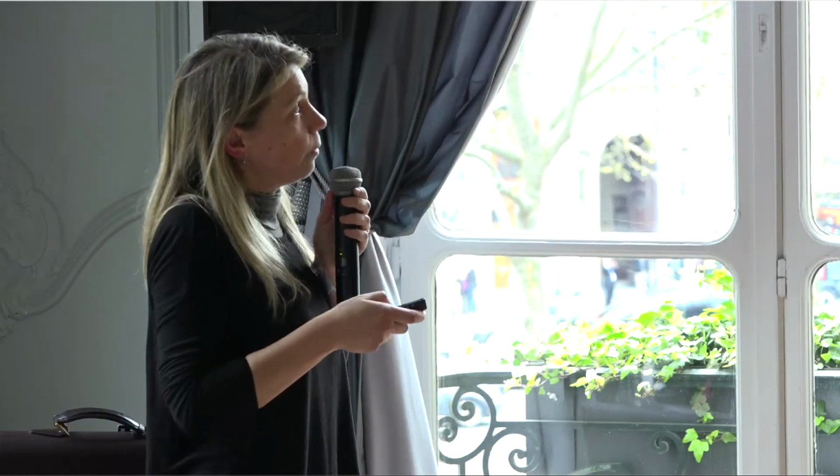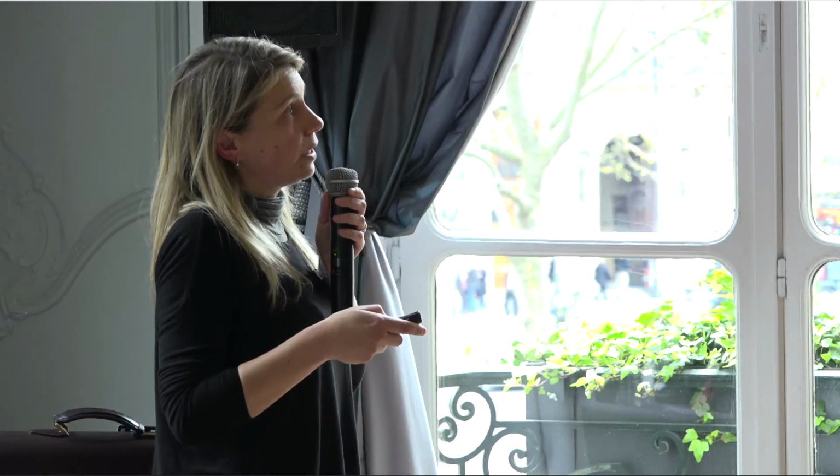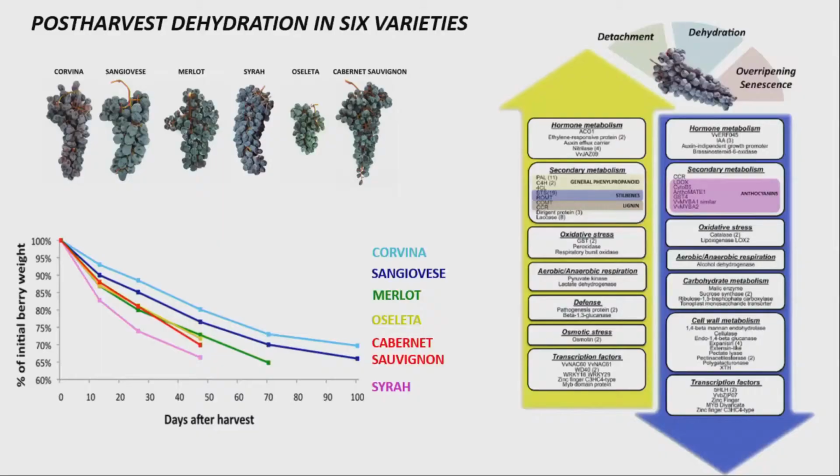In this work, you can see here the different kinetics that characterize the 6 genotypes that we analyzed. We were able to identify common molecular responses, so genes that in all these 6 genotypes, independently from the genotype and the kinetics of water loss, are commonly upregulated during the process. This is important information because these results demonstrate that berries and cells are not dead, but they are still alive and can react actively to this particular process.